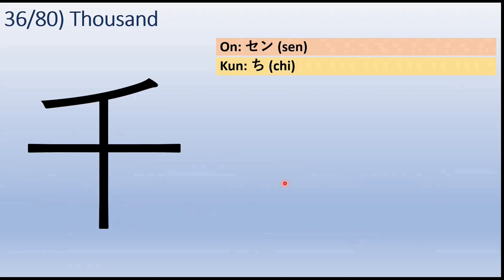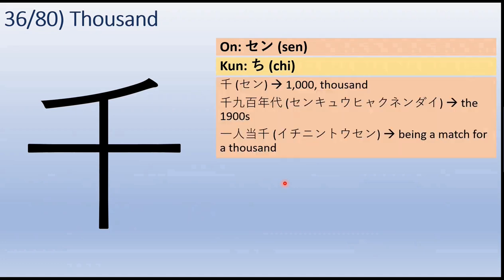Then we have thousand. So this is sen in On'yomi and chi in Kun'yomi. Sen means thousand, and this one is the 1900s, sorry, this is the 20th century. So it will be from 1901 to 2000. So this is called Senkyu Hyaku Nendai, that is the 1900s. Then we have another long word which is Ichinin Tosen, which means being a match for 1,000.